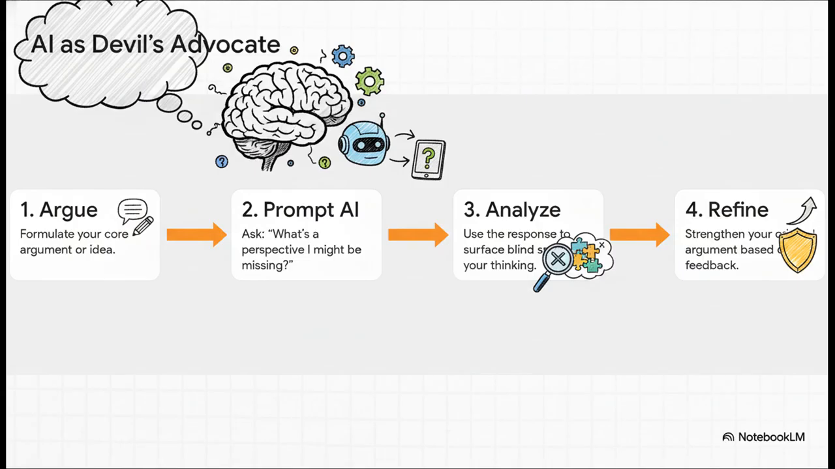Okay, take this first one. AI as devil's advocate. This is fantastic. A student comes up with their core argument, but then instead of asking the AI to write the essay for them, they ask it to poke holes in it. They prompt it with something like, "What's a perspective I might be missing here?" The AI then helps them find their own blind spots, and the student has to go back and strengthen their original point. See? They're using the AI not for the answer, but to make their own thinking more rigorous.